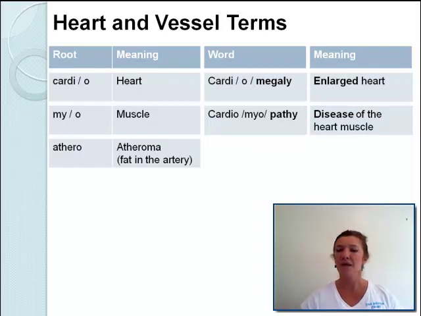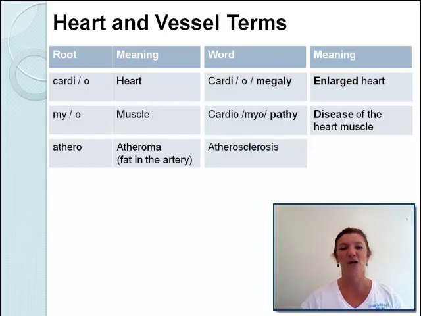Athero. Athero means atheroma, and atheroma is a Greek word which actually means porridge. We're going to think of it as fat in the artery. If you actually squeezed an artery full of fat, when it comes out, it looks like porridge. Hence the term atheroma. Let's have a word example.